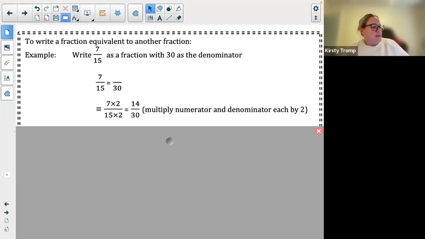Okay, guys. So when we look at that, whatever we do to the bottom, like we spoke about when we were multiplying, we always do to the top. So if we're timesing the bottom by 2, we're going to multiply the top by 2. And so we get 14/30 is the same as saying 7/15. Okay.